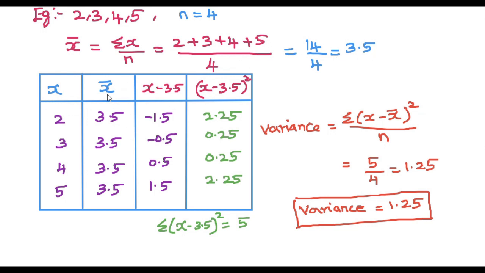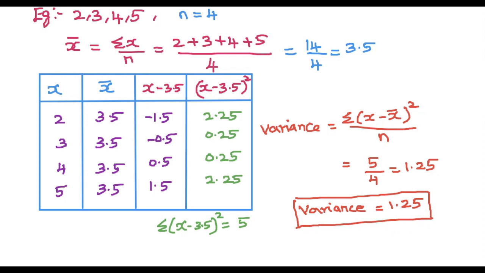Then we have to find the difference, so x minus 3.5, and then we have to square it, and we have to add all these values, which is equal to 5. So the variance formula is summation x minus x bar the whole square divided by n, which is equal to 5 by 4, which is equal to 1.25. The variance is equal to 1.25.